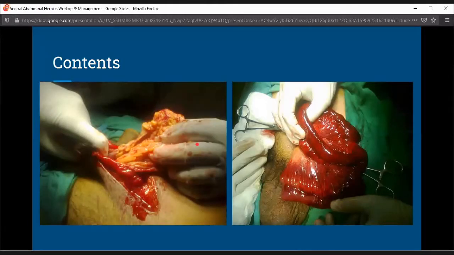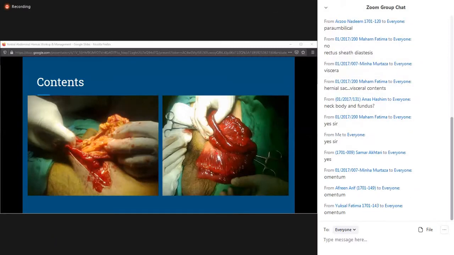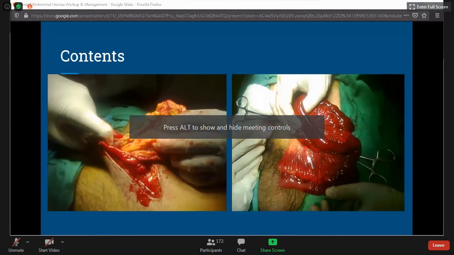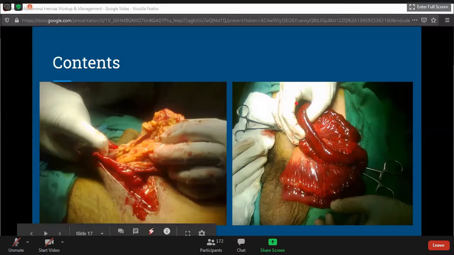So if you can see the picture on your left, what do you see here in this picture? Right over here, there is some fatty material. What do you call this fatty material? Fine. Can you guys tell me? Yes, this is omentum. Absolutely right, Minha. And on the right side, what do you see here? What is this? These are bowel loops. Fine.